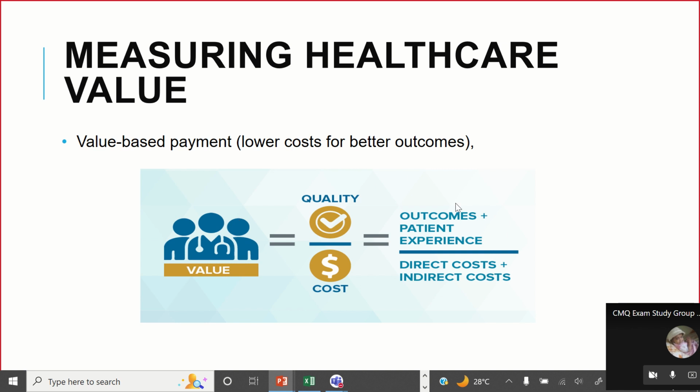And the quality is defined by the outcomes that the patient is achieving, plus their experience. And the cost is both the direct and the indirect costs. So the cost of quality, the cost of poor quality, the indirect cost from spending time in the hospital, the direct cost because of the consumables we've used for them. So once you calculate all of that, you'll be able to say what value you are actually offering to those patients.